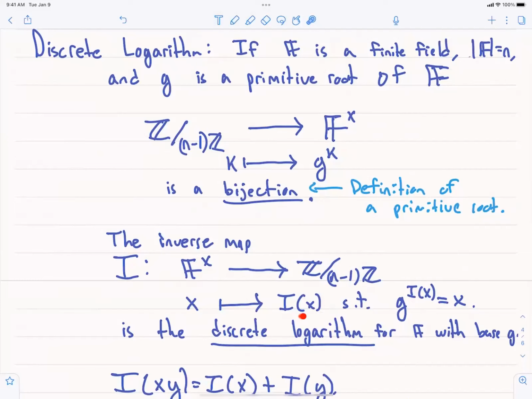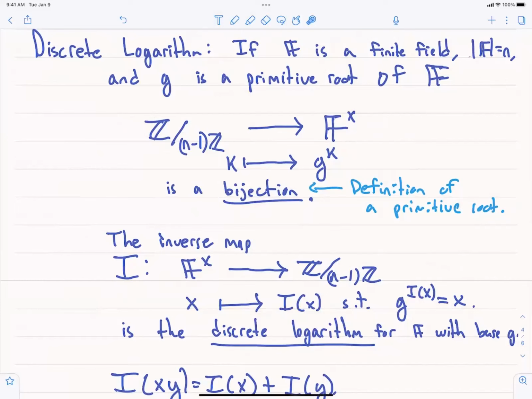It sends it to I of x, which is defined to be the unique element such that g to the I of x is equal to x. So this is just what it means to be the inverse map to this map up here. And inverse maps always exist when you have a bijection. Okay. And so this I of x, this inverse map, we call the discrete logarithm for f with base little g.